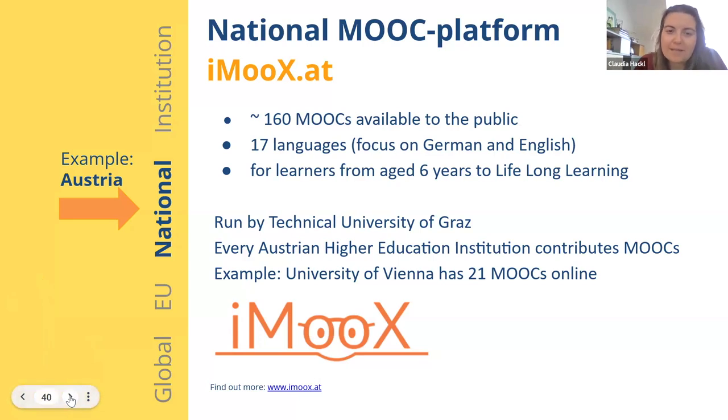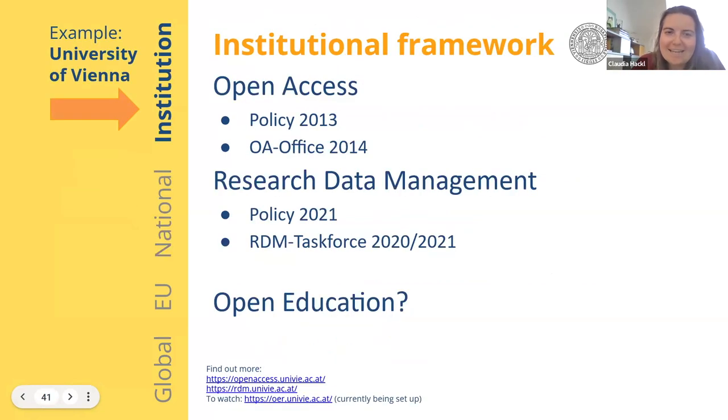For example, us at University of Vienna, we have already contributed 21 MOOCs on several different topics: digitalization, climate change, any topics really. So if you want to have a look, it's available for learners from aged 6 years to lifelong learning, so open to the public. And that's also another national OER service available in the higher education sector, but even further. And on the next slide, we jump into University of Vienna.